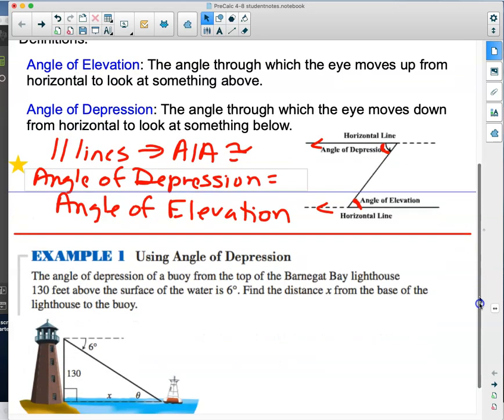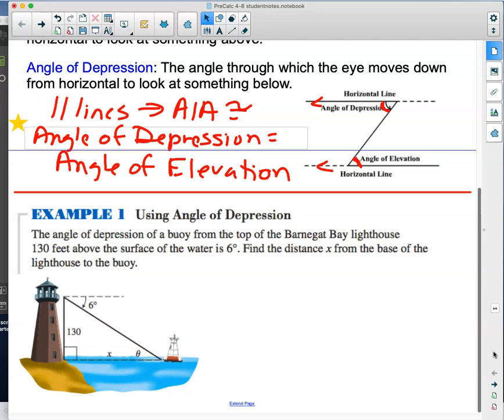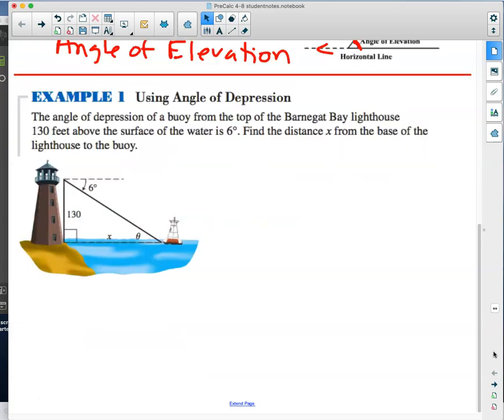So we're going to start right off by using an angle of depression, and we have a very nice picture for this one. The angle of depression of a buoy from the top of the Barnegat Bay Lighthouse, 130 feet above the surface of the water, is 6 degrees. Find the distance x from the base of the lighthouse to the buoy. And it's actually pronounced two ways, and they're both okay. I guess it's okay to pronounce it boy in some parts of the world. But buoy or boy does the same thing.